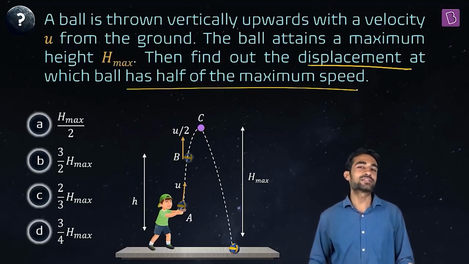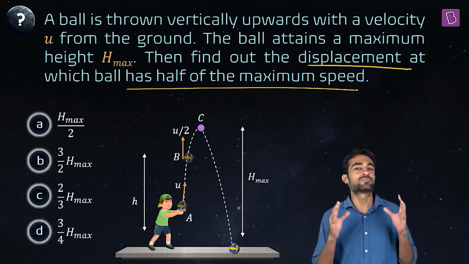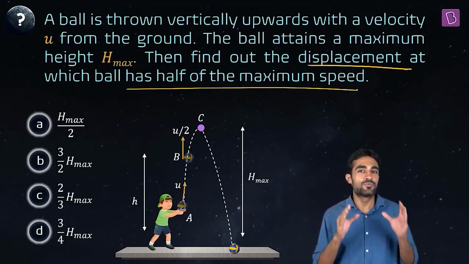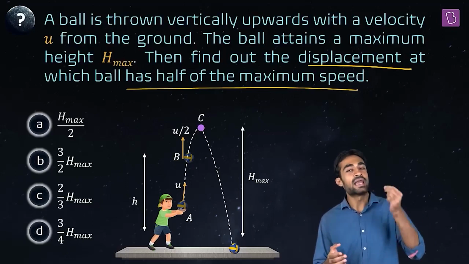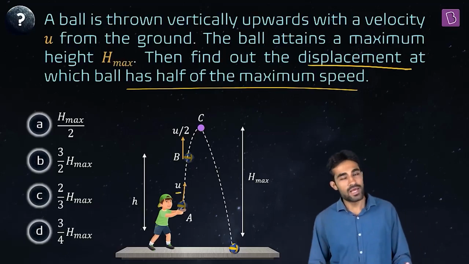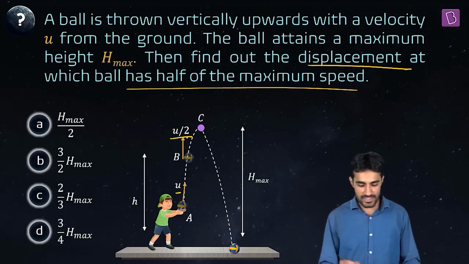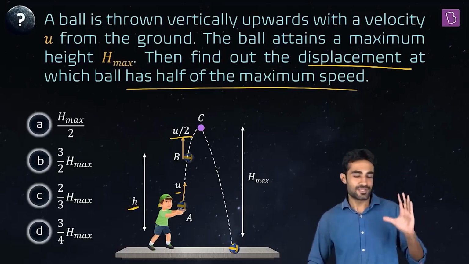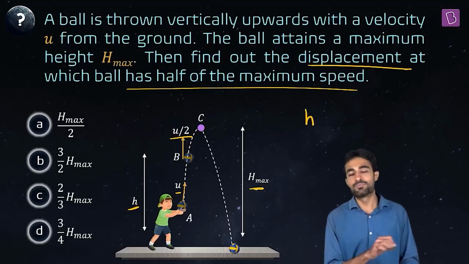Now tell me, what is the maximum speed during the entire journey? Where will we get the maximum speed? You will say we will get the maximum speed as the speed with which the ball was thrown. Yes, exactly. As the ball goes higher and higher, its speed will decrease. So let's say we throw the ball with initial speed u. Now as the ball goes up, after some time the speed is u by 2. So what is the displacement of the ball when the speed is u by 2? This is the question. Got it? We have to find the value of small h in terms of h max.